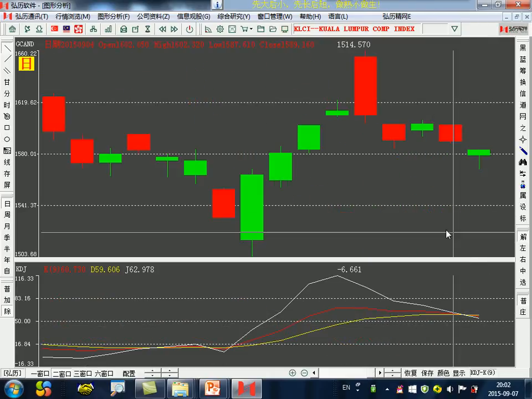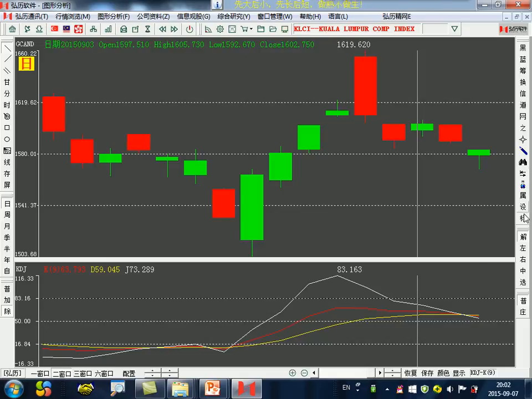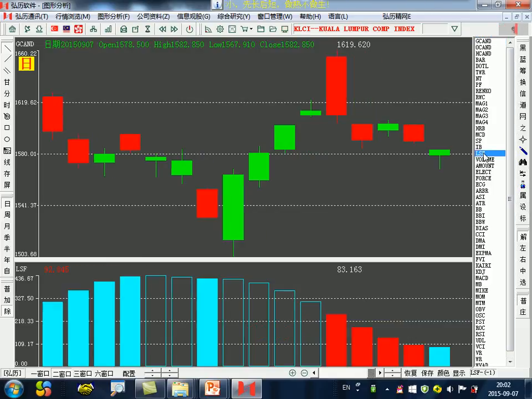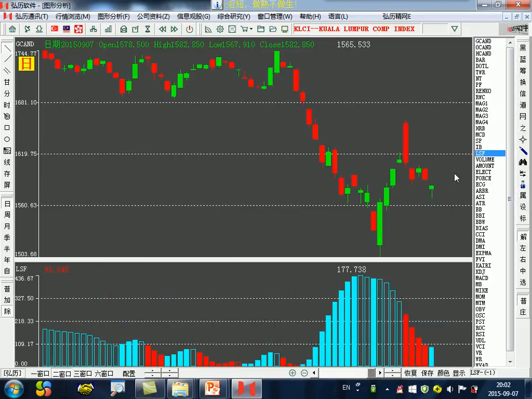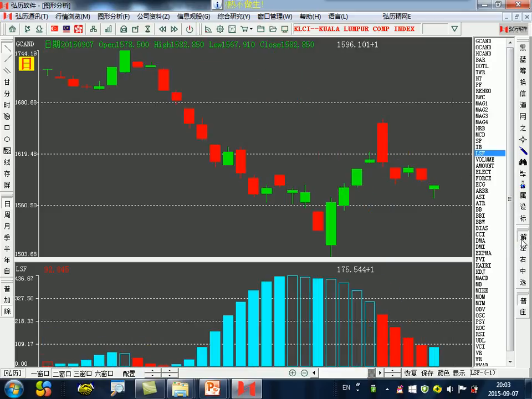You need to check here. You can see the new function we call the LSF. The light blue color means the short-term fan, the short fan, and the red one means the long fan. Now you can see from here the long fan is getting bigger and bigger. So this is the highest line. They need to decline your position.